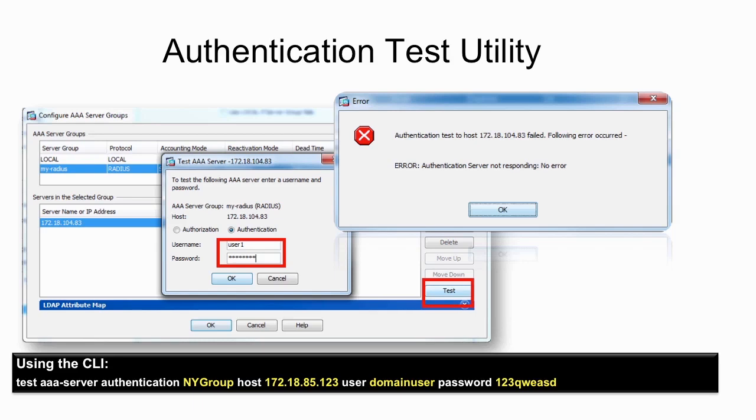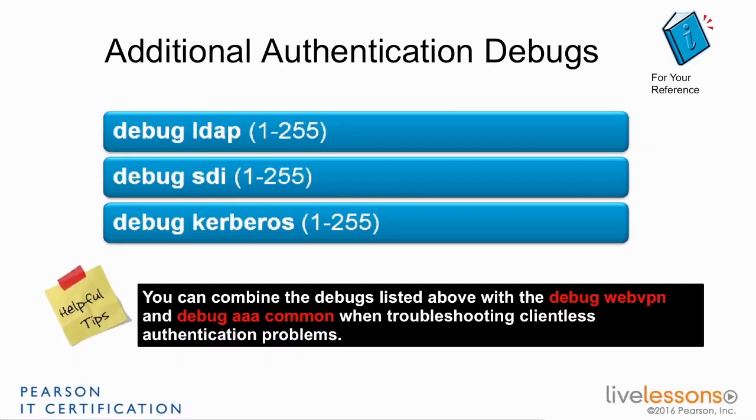There are a lot of other authentication debugs: debug LDAP, SDI for SecurID, debug Kerberos, which are also helpful for troubleshooting authentication problems. These are all for your reference, of course. There are many of them. If you're not sure what debug to use, you can combine the debugs, or at least start with the debug webvpn and also the debug aaa common.